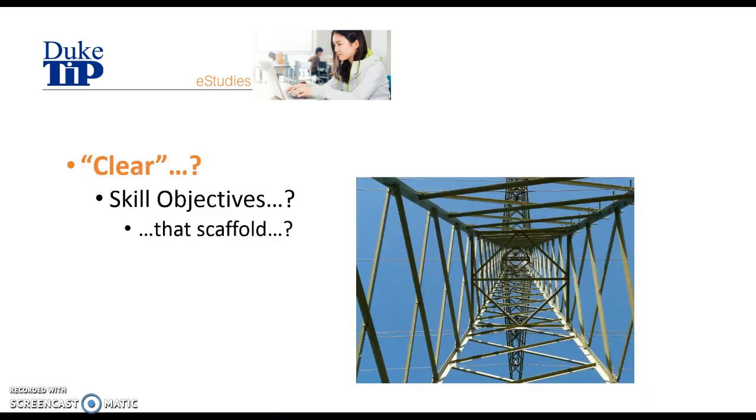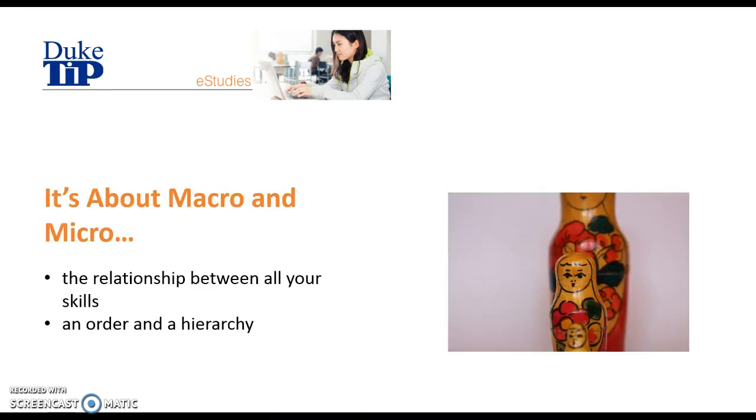So what do we mean by clear? And what exactly do we mean by skill objectives that scaffold? What we're talking about here is you figuring out the difference between the biggest and the smallest skills, macro versus micro. That you truly understand the relationship between all your skills, that there's an order and a hierarchy. It's not just a nice grocery list or a potpourri. So these little Russian doll images are really wonderful because macro skills often hide or imply micro skills.